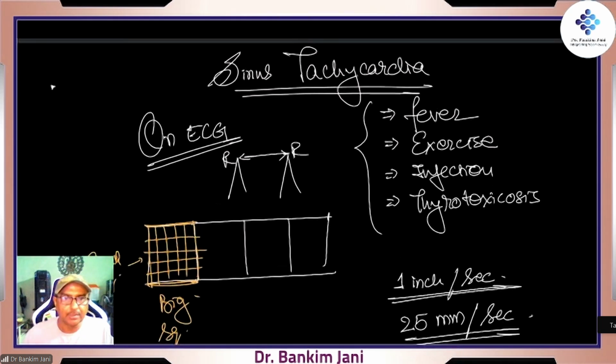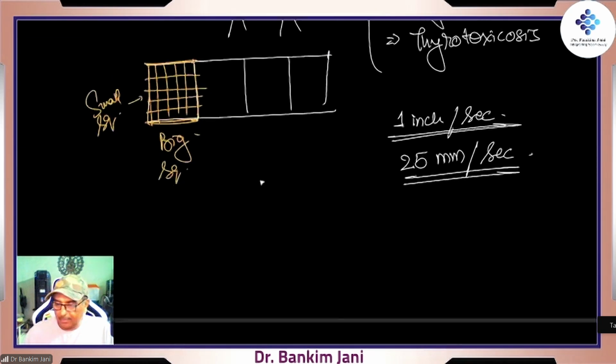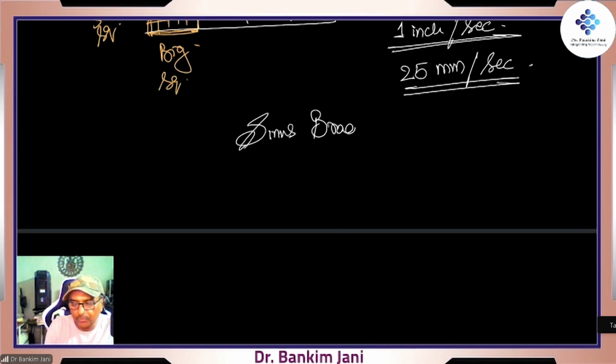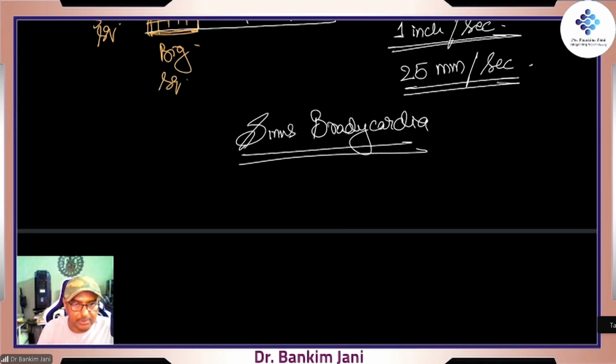So that was for the calculation part. Now the way it was tachycardia, same way it can lead to bradycardia, right? Brady means it slows down, right? So it slows down, when it slows down less than 60 beats per minute.